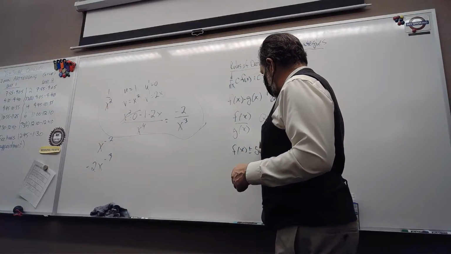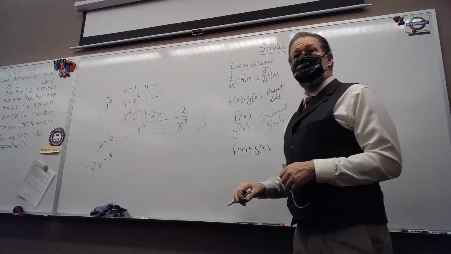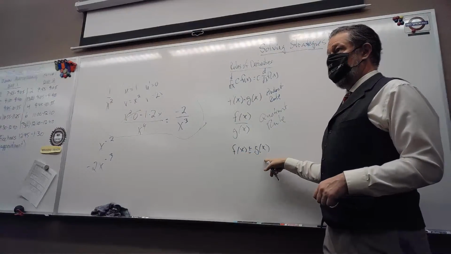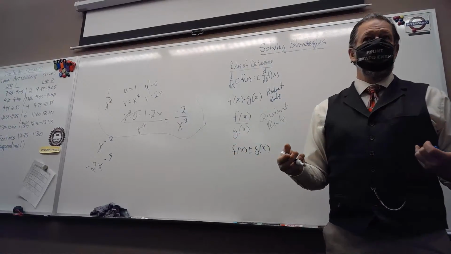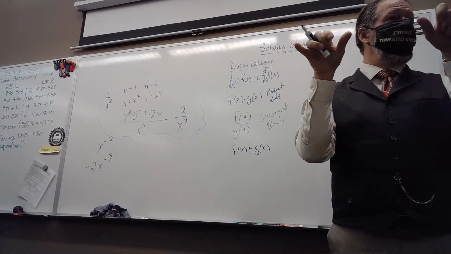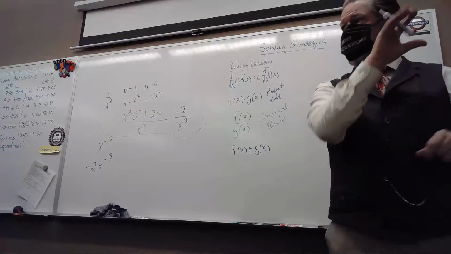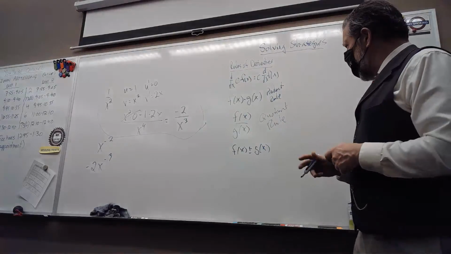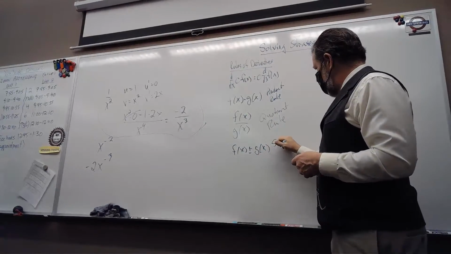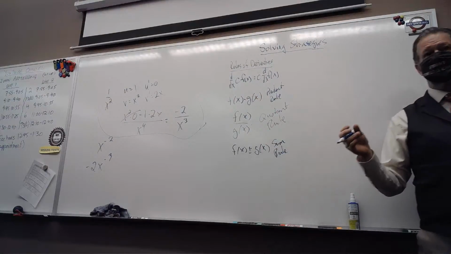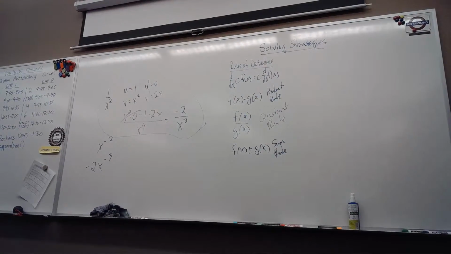F of x plus or minus g of x. It's the derivative of that plus or minus the derivative of that. Again, you just have multiple functions added or subtracted together. You can treat them each individually and then add all the results together, and boom, you're done. So this is the sum or difference rule. I'll just call it the sum rule because subtracting is a sum, if we think about it.